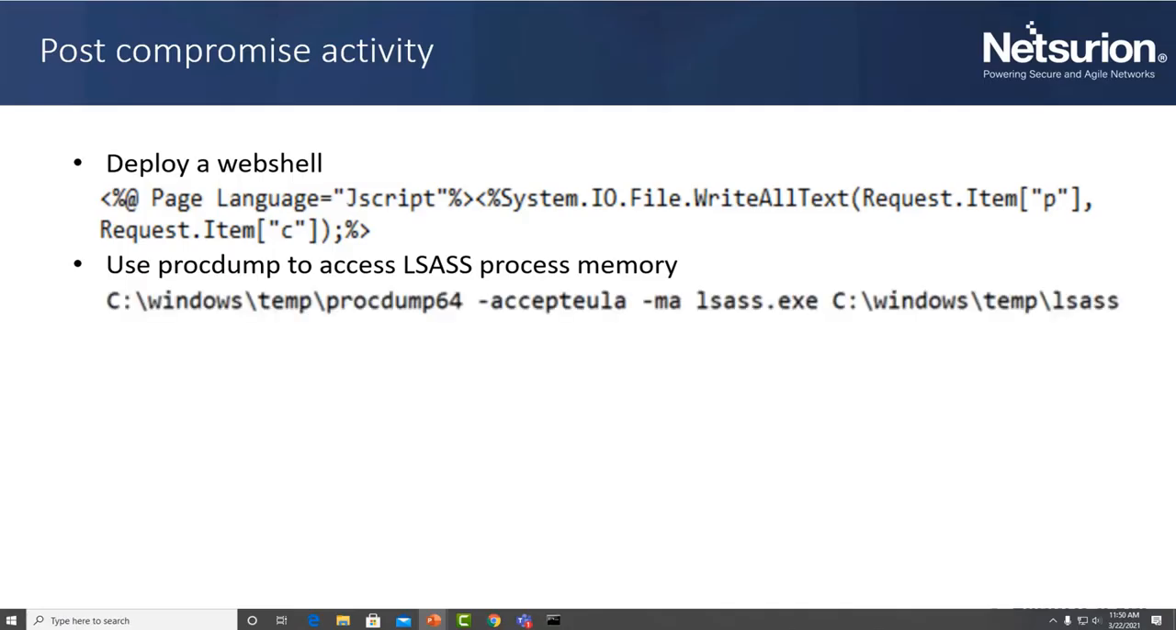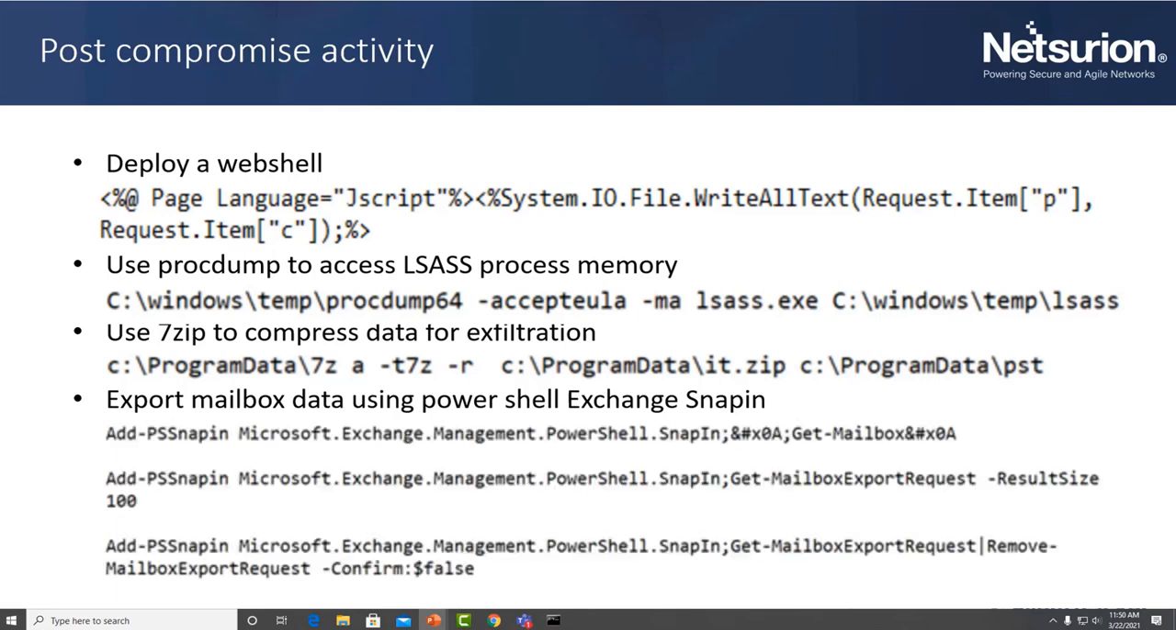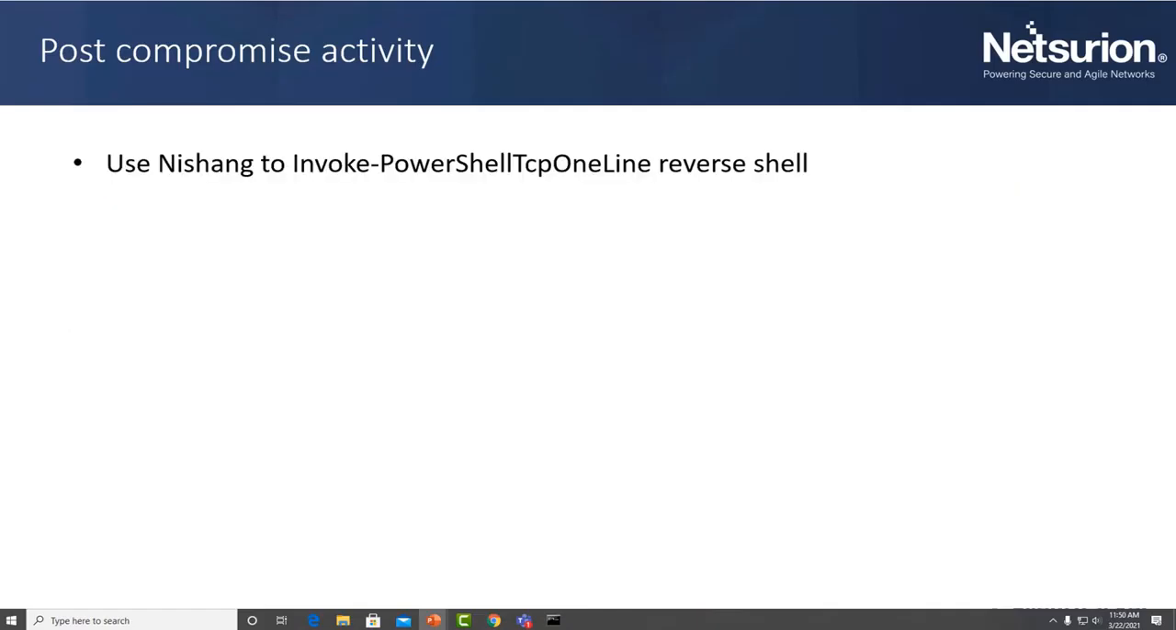They were dumping LSASS process memory in order to be able to get access to the PST files. PST is, of course, where Microsoft stores all of your email, and they were compressing that with 7-zip using an Exchange snap-in in order to export the mailbox data. This is done using PowerShell, right?